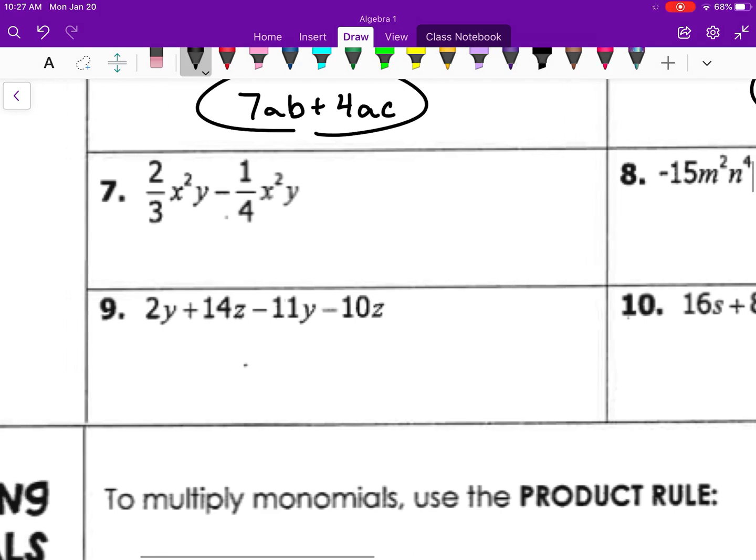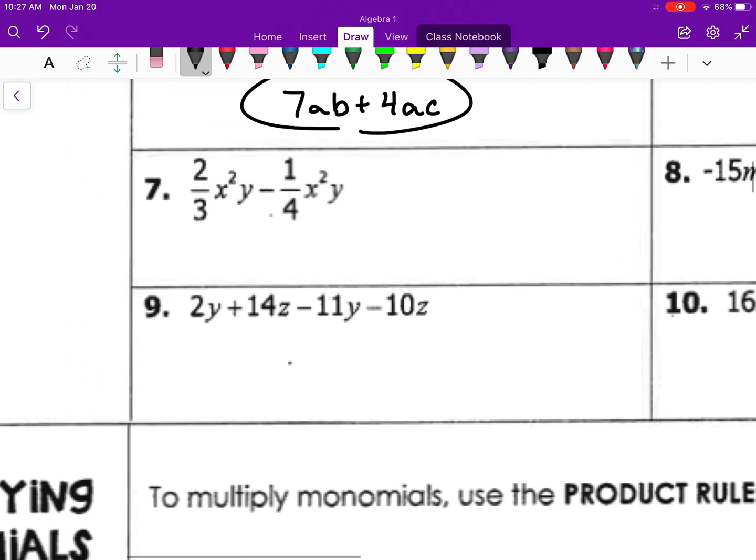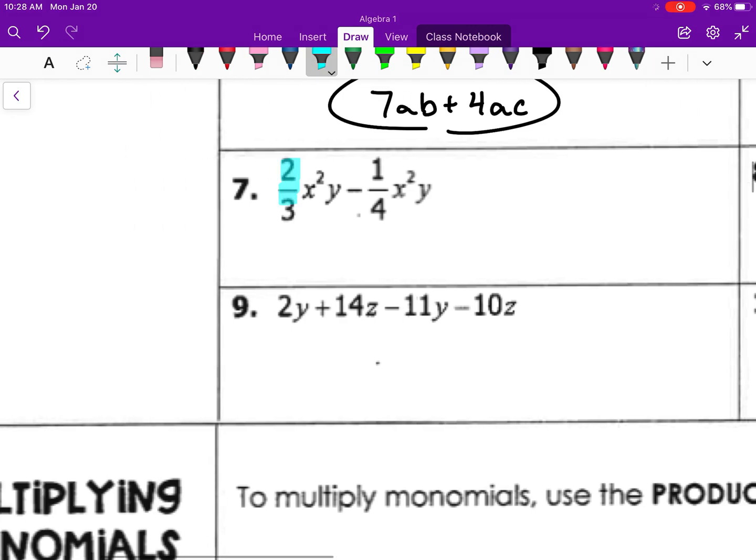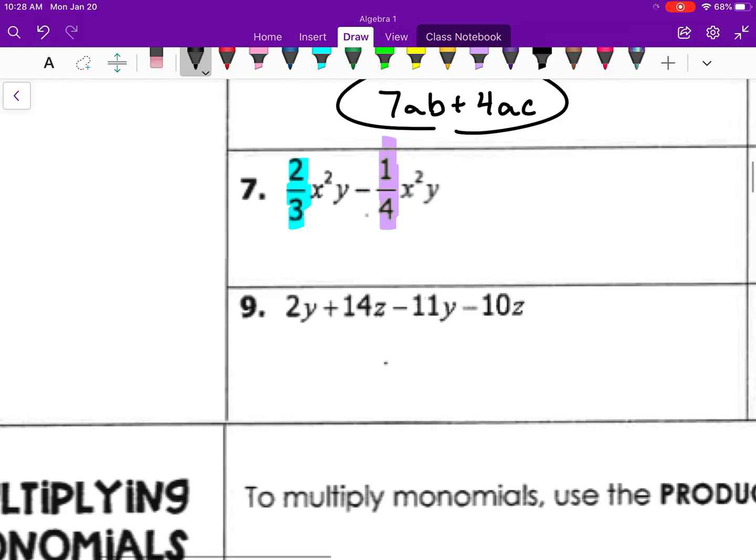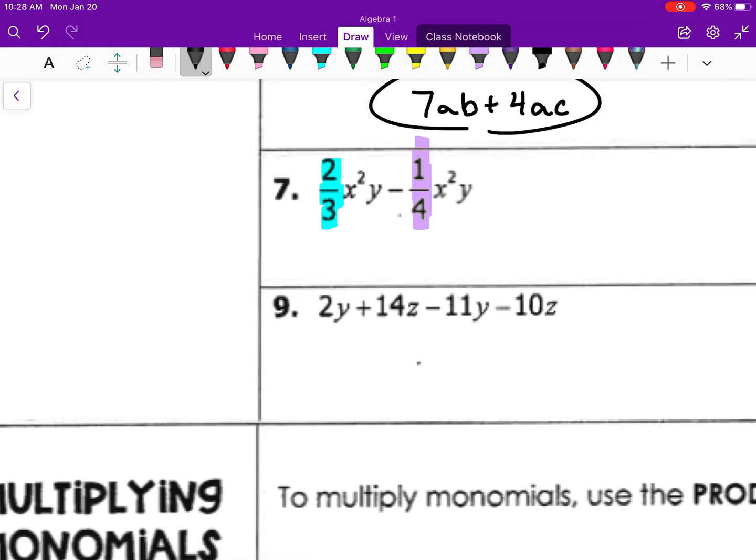Okay, I guess 4 more. Now, if there is fractions, you should know how to combine these. You have calculators. You could do 2/3 minus 1/4. You could also do it by hand. They need to be common denominators. So thirds and fourths would be twelfths that match. So you'd want to make them twelfths. Want to make sure they match too. X squared, y, and y. Okay, so they do match, so I can do this subtraction.